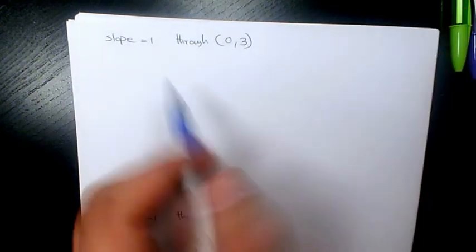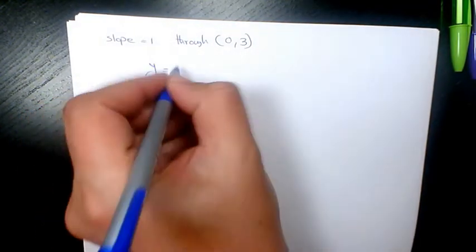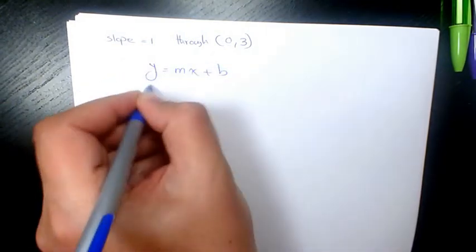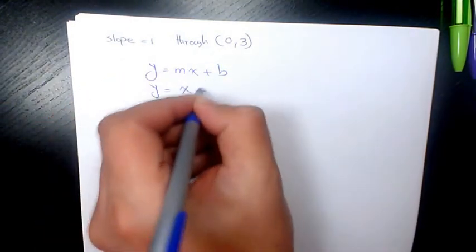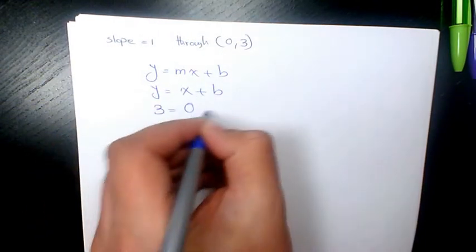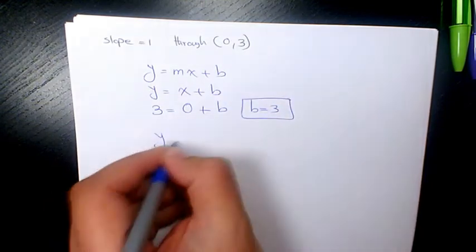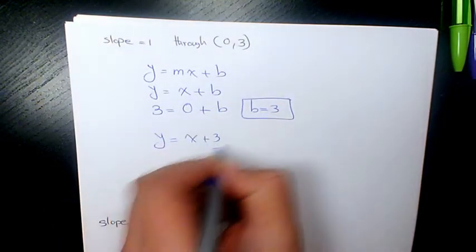Next one, the slope is 1 and it's passing through 0 and 3. So we have y equals mx plus b. M is 1, so x plus b. Sub the numbers, y is 3, x is 0 plus b. So b must be 3. So the equation is x plus 3. That's the final answer.